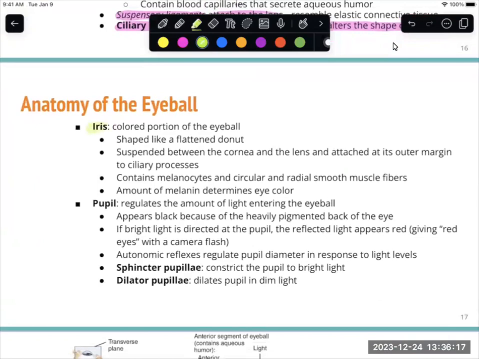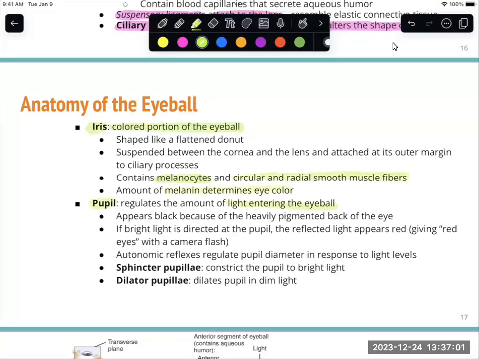The iris is the colored portion of your eye. So when somebody asks what your eye color is, they're asking what color your iris is. The iris, again, has melanocytes, which is what gives that specific color, but it has muscles within the layer of the iris because these muscles can change the shape of the pupil, which is the opening in the eye that allows light to enter the back of your eyeball.